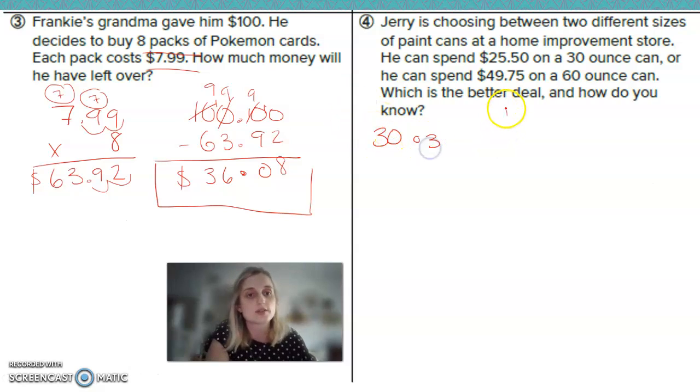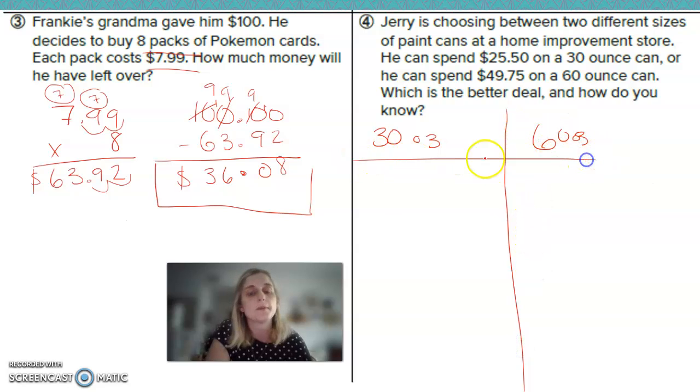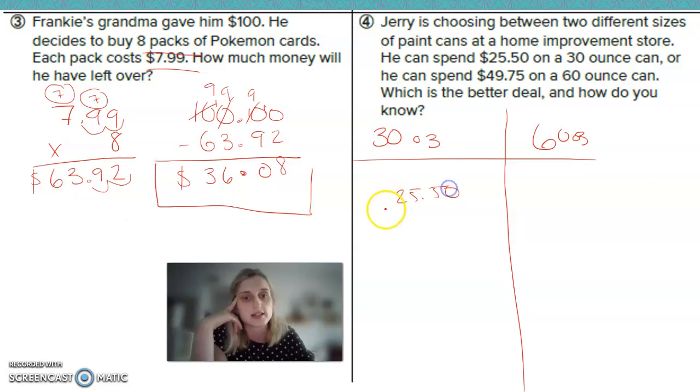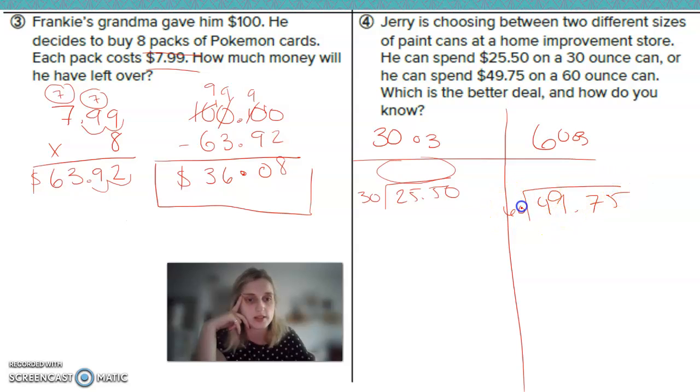You can compare the 30-ounce and the 60-ounce by dividing. You can say how much does it cost for 1 ounce. That's going to be 2 division problems. Sometimes that's the only way to do it. So you would divide up your money, $25.50, divided by 30 ounces. And whatever this quotient is, this answer, that would be the cost for 1 ounce. And then you'd do the same over here. $49.75 divided by 60 ounces. And this would be the cost for 1 ounce. And then you could compare this answer versus this answer, because they're now both talking about 1 ounce.